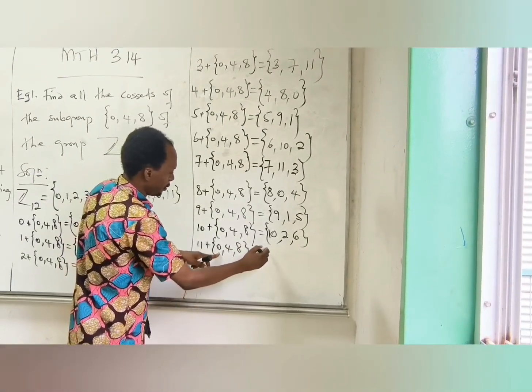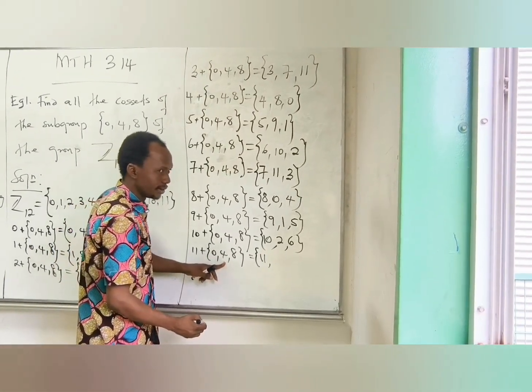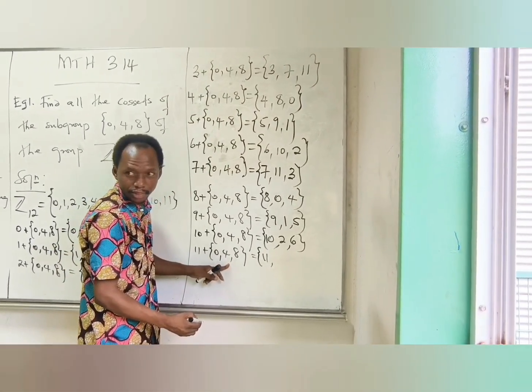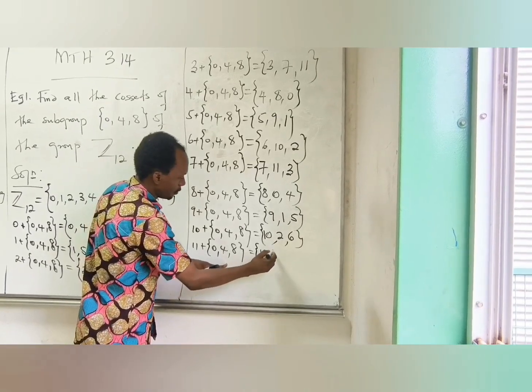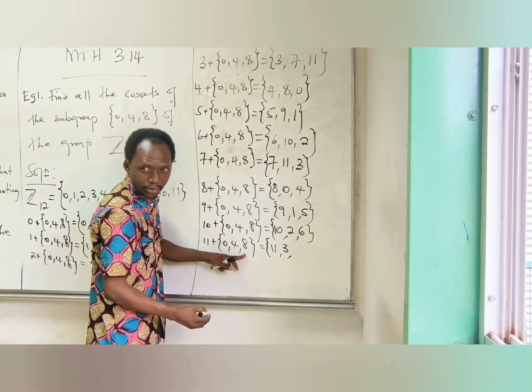11. 11 plus 0, 11. 11 plus 4, 15. 15 modulo 12, 3. 11 plus 8, 19. 19 modulo 12, 7.